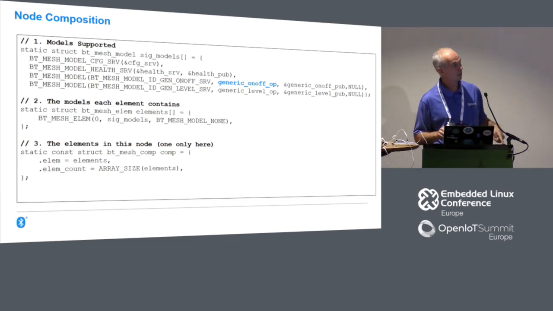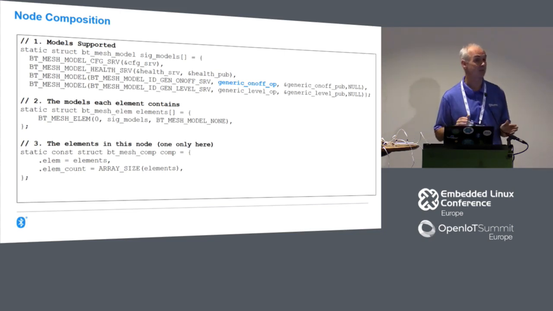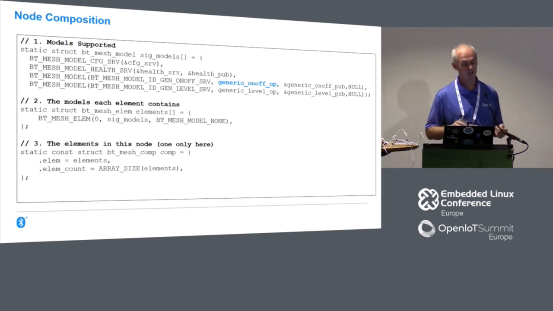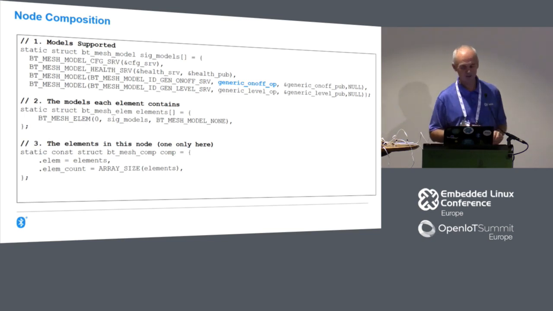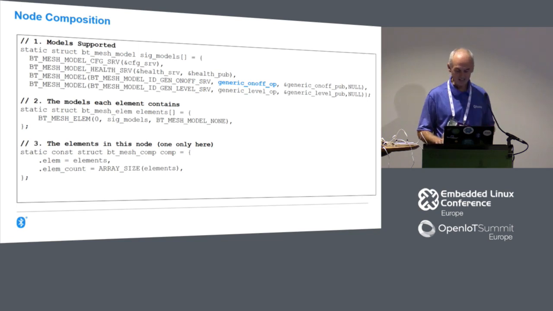At the top where I'm declaring my models, you'll see that there are 2 that have special names because there are some mandatory models you always have to have. One is the configuration server model, so you can configure your devices wirelessly, which you will want to do. And the other is the health server model, which is about diagnostics and fault reporting. The other one is more general purpose and allows me to declare whatever models I've decided to implement. And there we have generic on-off level, generic on-off server and generic level server. Easy peasy.